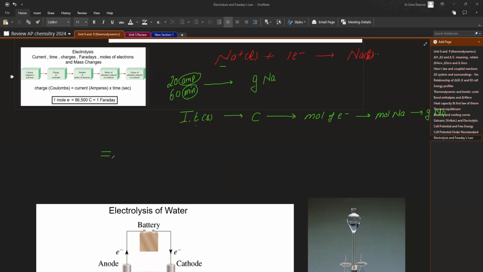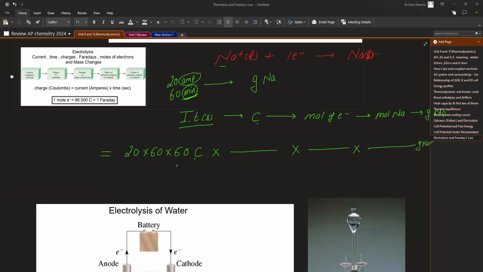Start with what is given, 20 times 60. Is there any problem with the unit? Yes. Convert that into seconds. Now this is coulombs. I times T in seconds is coulombs. Now you plug in the next ratio, and the next ratio, and you'll get grams of sodium.